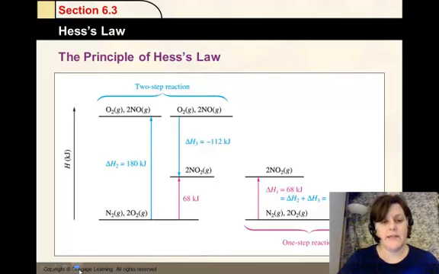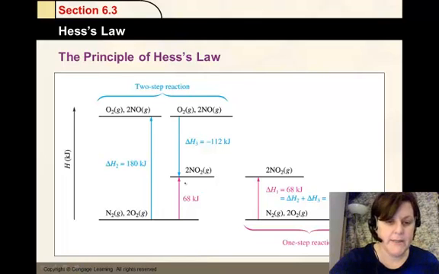The idea of Hess's law is you can take those 2 intermediate steps, like this, and add it to one giant step.